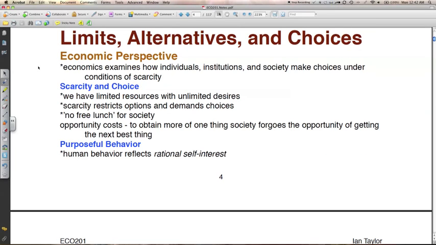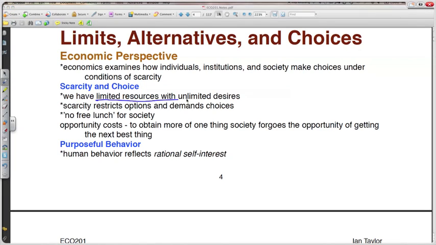Limits, alternatives, and choices. So economics is all about how individuals, institutions, and society make choices under conditions of scarcity. So what the heck is scarcity? Scarcity means we have limited resources and unlimited desires. This pretty much is at the core of all economics. So because we have unlimited desires, we constantly want more and more of everything that makes us happy. But we have limited resources, things that we can use to fulfill those desires.